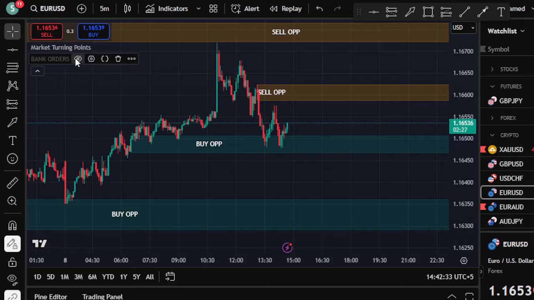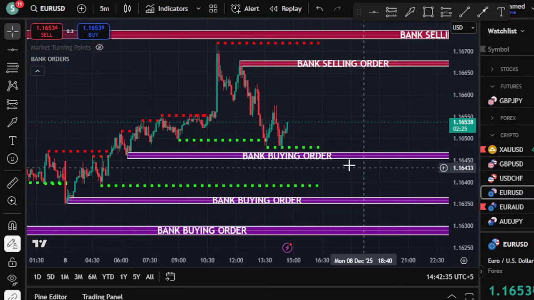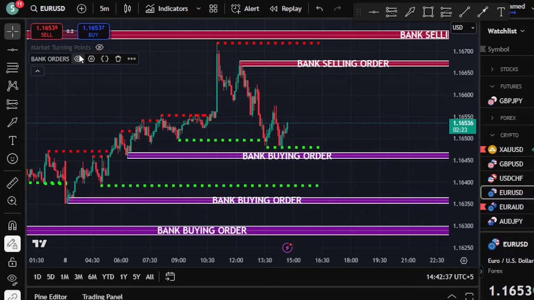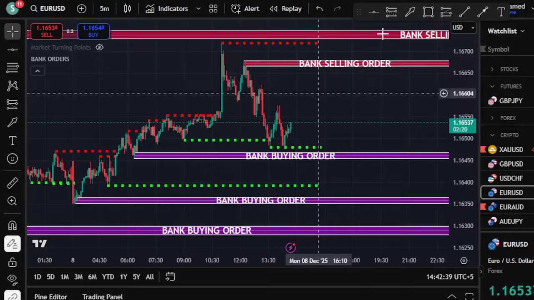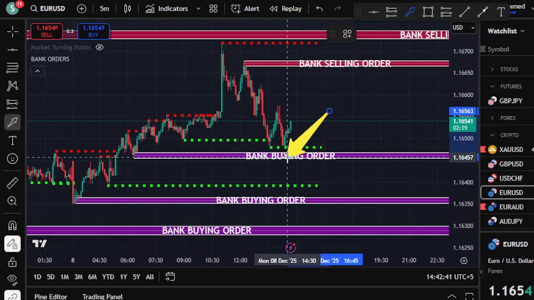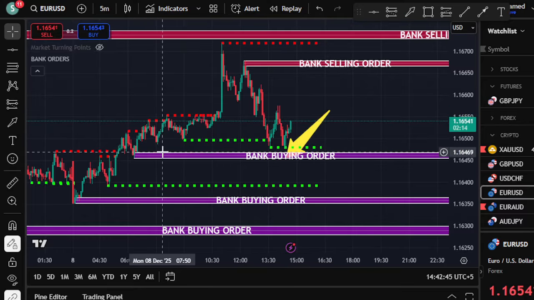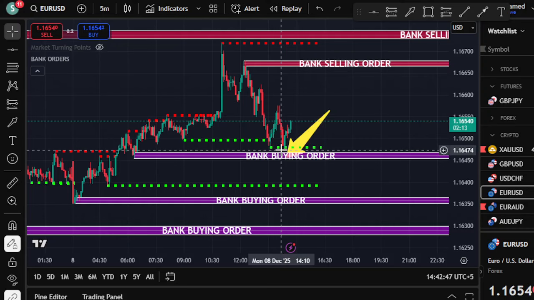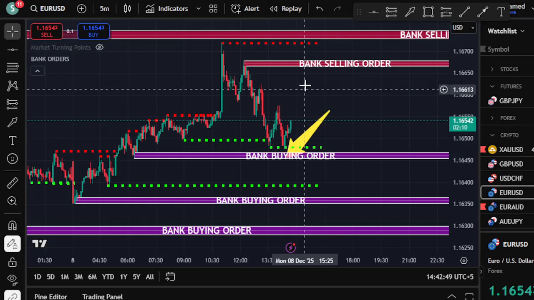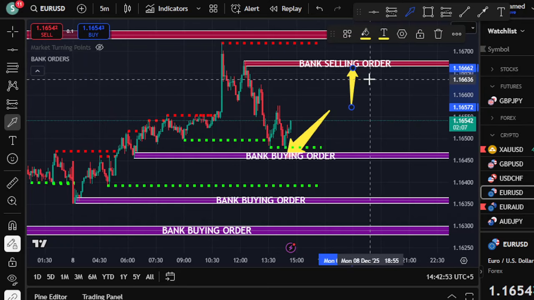Okay, now let me tell you the other indicator, that is called the bank indicator. Now the bank indicator is very different, because here we work on the first retest. Just look at this. This is the EUR USD chart, and now you can see this bank buying order is almost retested for the first time. And now if you just see this bank selling level, this is not retested yet.